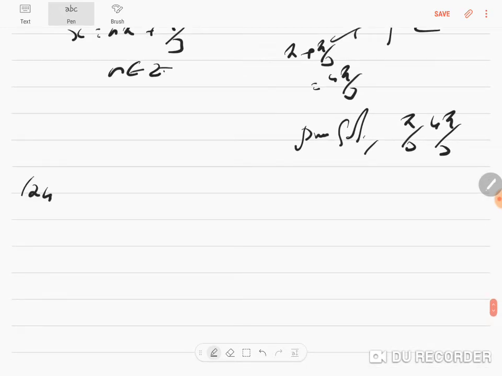Example 24, go in reverse, this is what comes for every exam. Solve 2 cos square x plus 3 sin x is equal to 0.